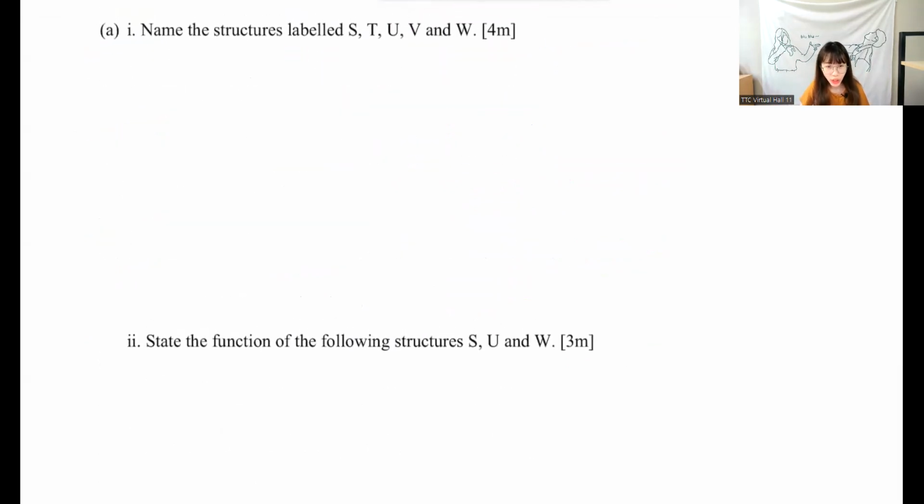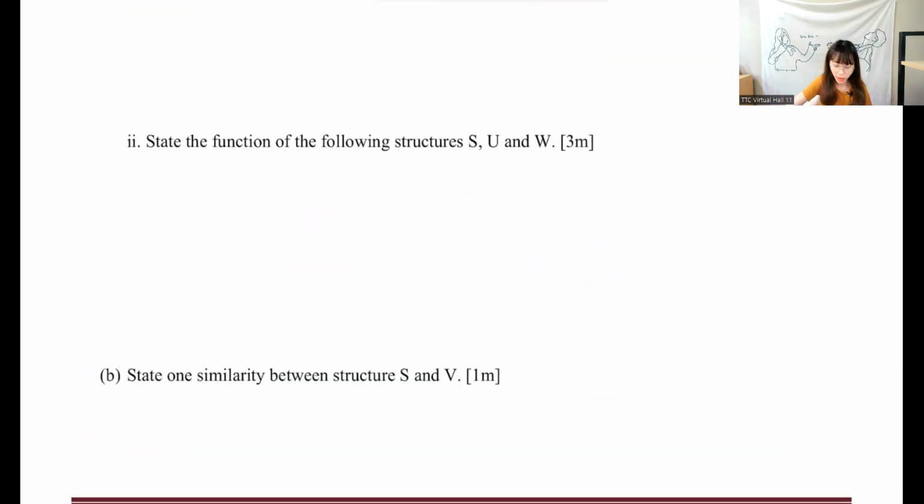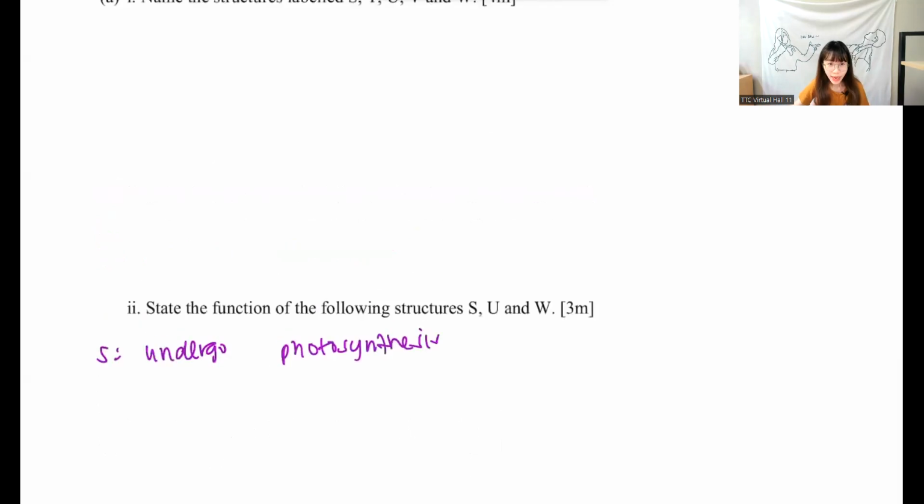Okay, state the function of structures S, U and W. S is a chloroplast. So what is the function of chloroplast? If you want to write a short answer for chloroplast, you can write: to undergo photosynthesis. If you want to write a long answer, you can say it contains chlorophyll which traps sunlight and converts it into chemical energy during photosynthesis. Also can, it's your choice. So we can write: undergo photosynthesis.